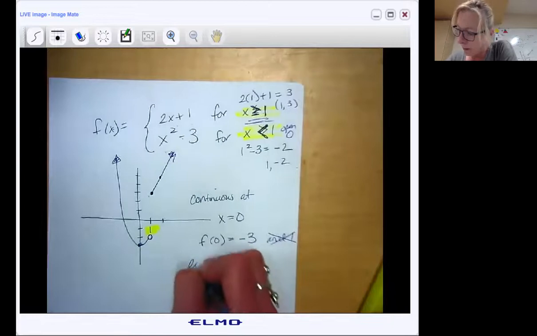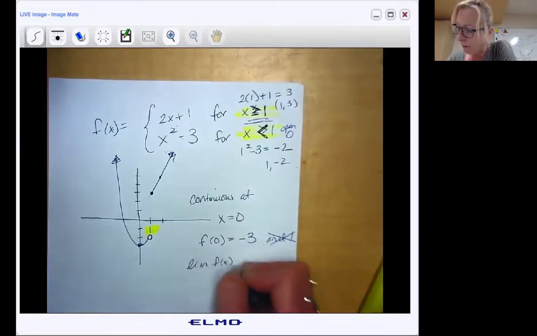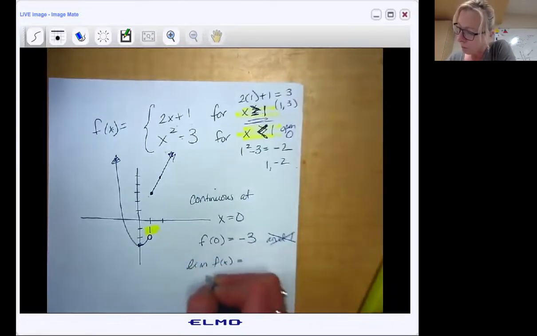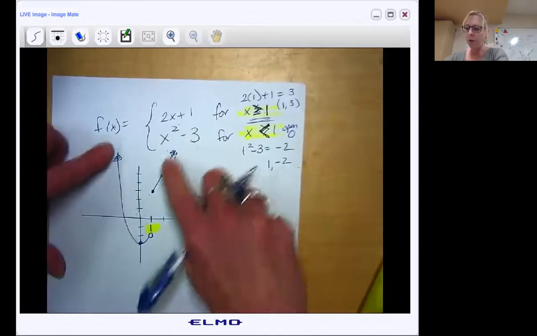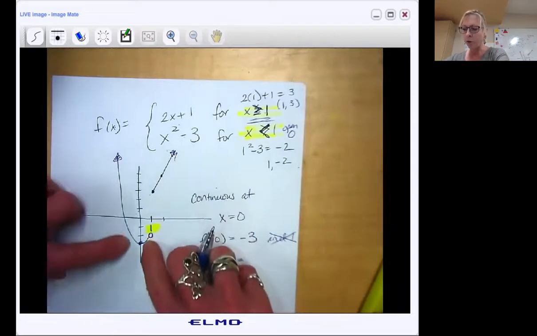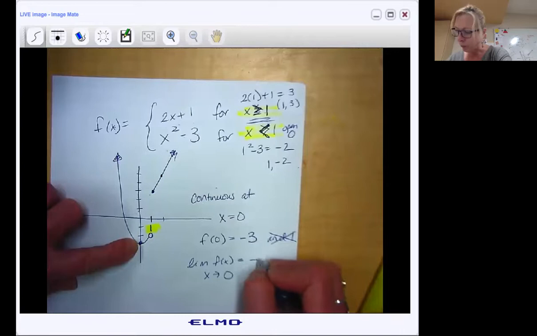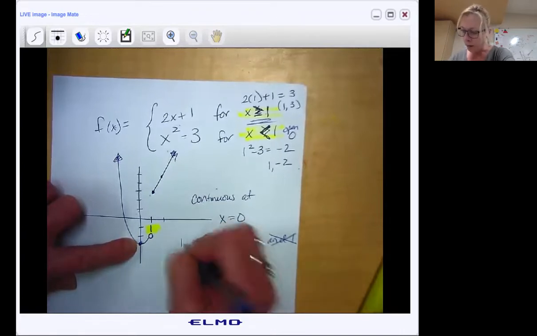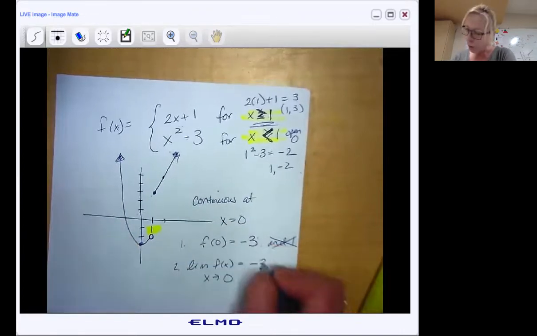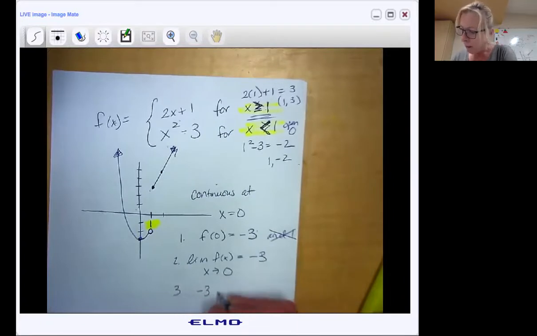Does the limit of f of x exist as you approach 0? Well, you hop down to the other graph, and you're approaching a y value of, I mean, -3, geez. Condition 1, condition 2, does -3 equal -3? Yes, it does. It's continuous.